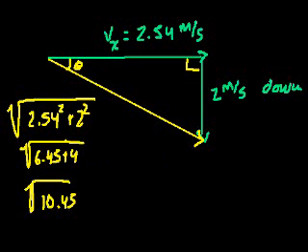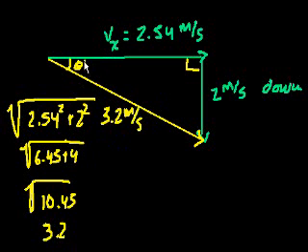So let's see, 6.45 plus 4 equals 10.45, and take the square root of that. So that's 3.2, roughly. So it's the resulting velocity in this direction, whatever angle this is, 3.2 meters per second. And I just used Pythagorean theorem.